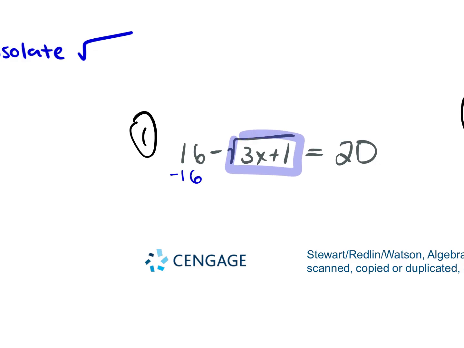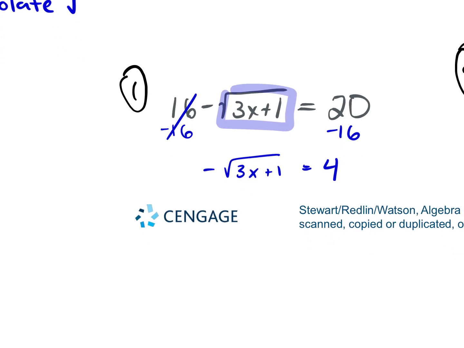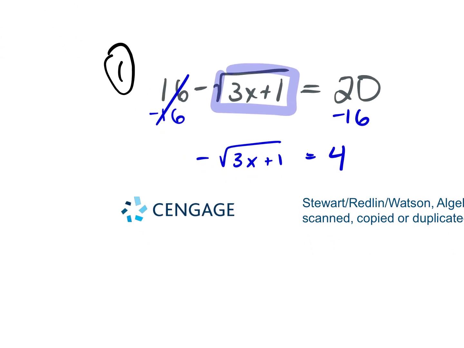Subtract 16, perfect. So then we have negative square root 3x plus 1 equals 20 minus 16, which would be 4. What else do we need to do? Divide by negative 1. So we have the square root of 3x plus 1 equals negative 4.